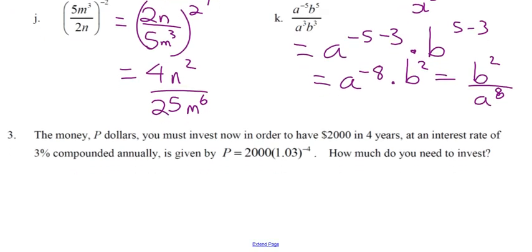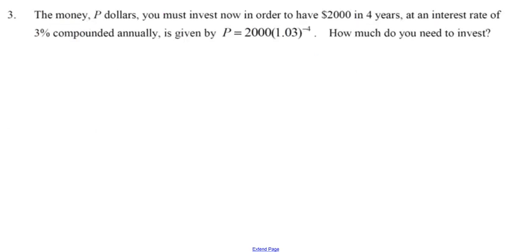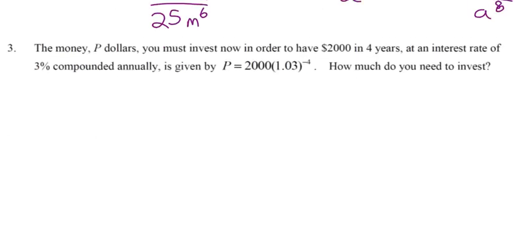All right, last one. The money P dollars you must invest now in order to have $2,000 in 4 years at an interest rate of 3% per annum compounded annually is given by P is 2,000 times 1.03 to the negative 4. How much do you need to invest? So, simple calculator question. Just do 2,000 times 1.03 to the negative 4. So try it. See what you get.